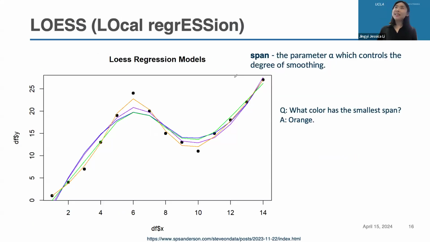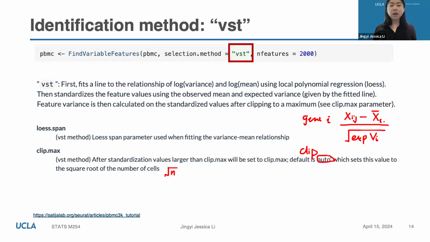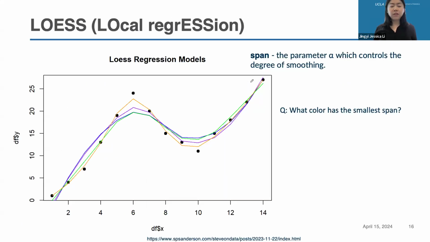You can see that this has some influence on your result, because in Seurat you would have the y-axis as the log variance, and this is the log mean.